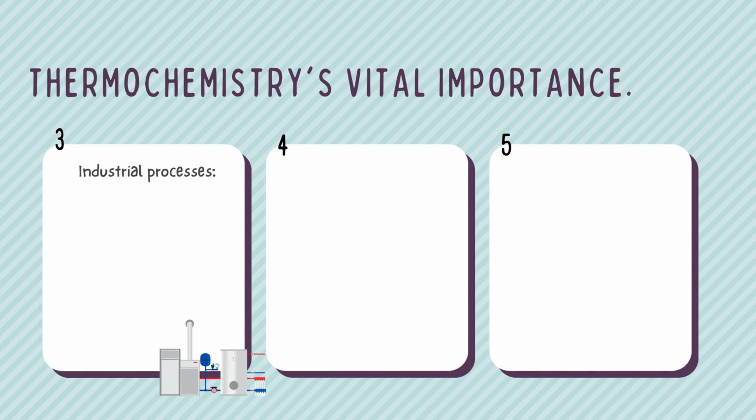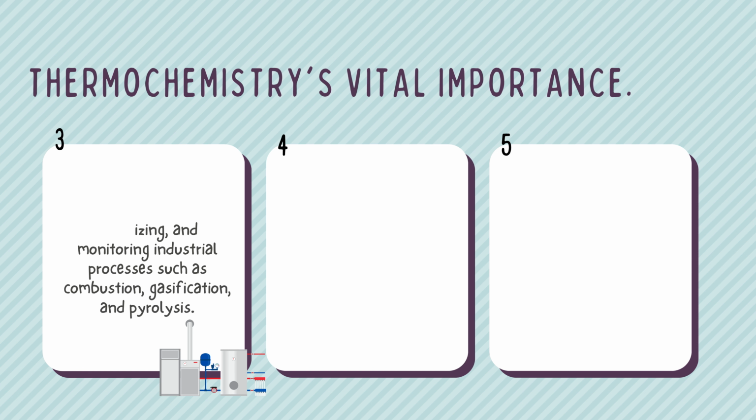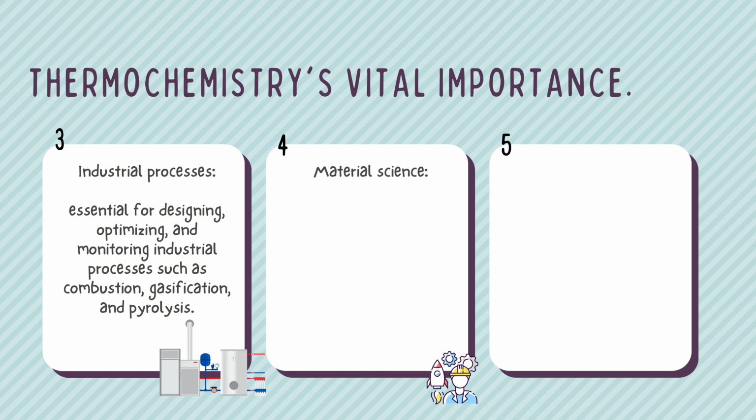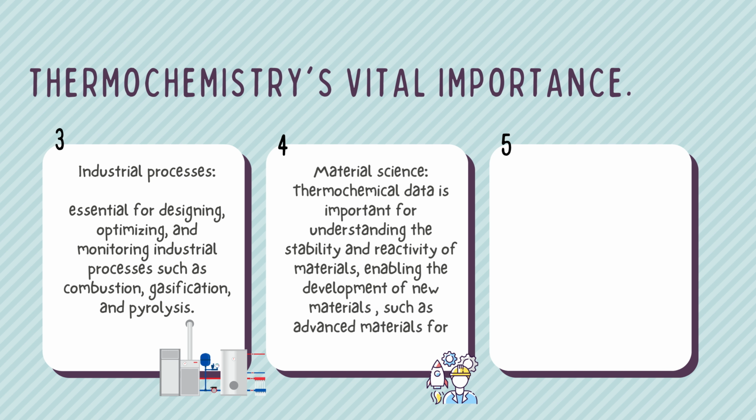3. Industrial processes. Thermochemistry is essential for designing, optimizing, and monitoring industrial processes such as combustion, gasification, and pyrolysis. 4. Material science. Thermochemical data is important for understanding the stability and reactivity of materials, enabling the development of new materials with desirable properties for various applications, such as advanced materials for aerospace and electronics.